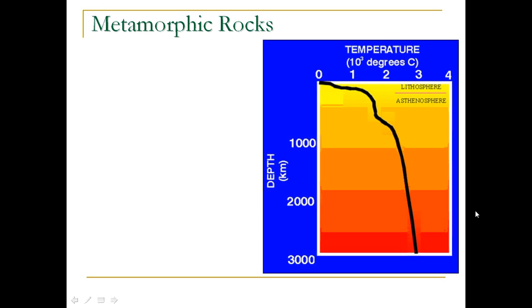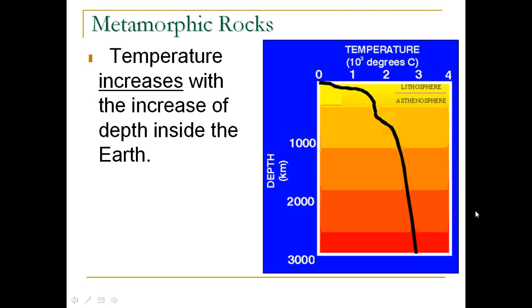If you look at this diagram, you see that the two variables that we're looking at here are temperature and depth. So if you look at that line, you'll see that we start at 0 and then we're going across with the temperature and down with the depth. So this is showing you that as you go deeper into the Earth, the temperature is increasing and the depth is increasing, which means our pressure is going to increase. So you need to know that temperature increases with the increase of depth inside the Earth. Depth just means you're going deeper.